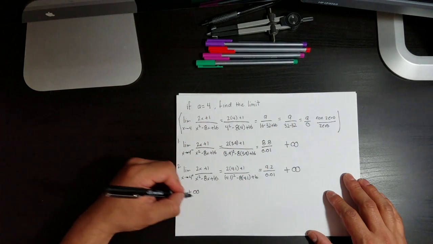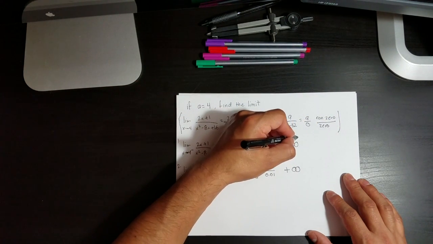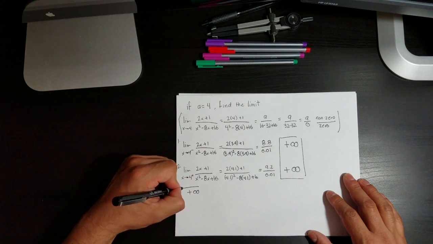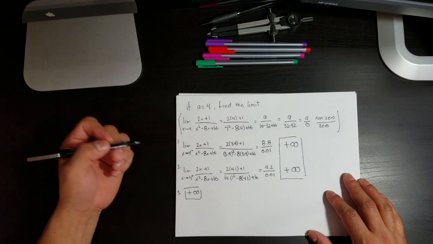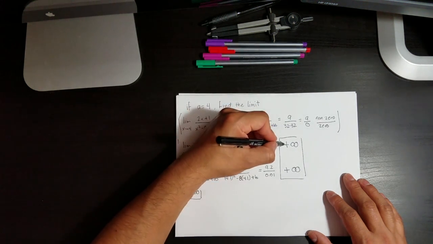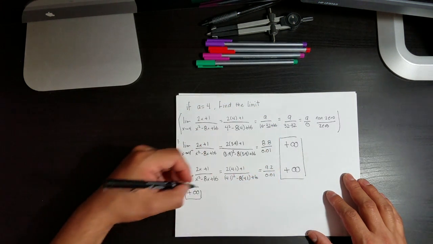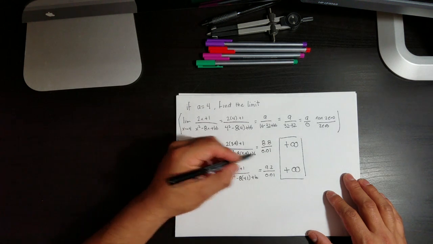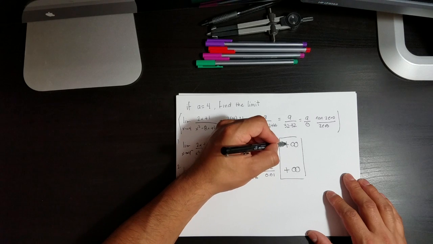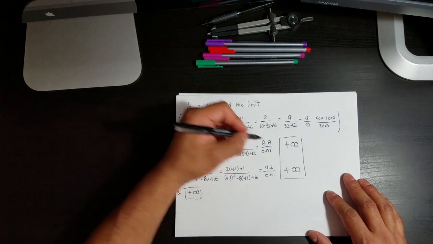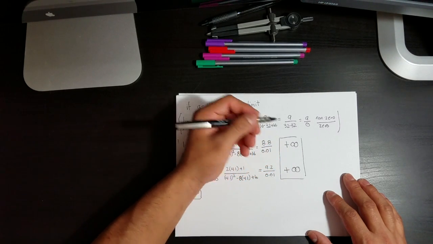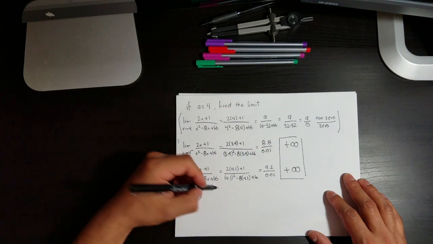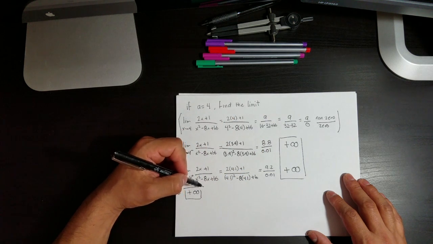Okay? Why? Because as the rule says, both answers here match. So that means that your answer for the limit is going to be positive infinity. If this was a positive and this was a negative, then for number 3, you would say that the limit does not exist because these two don't match. Same thing if this was a negative and this was positive. If both of these were negative, then you would say that your limit is negative infinity. So that means that it will still exist.